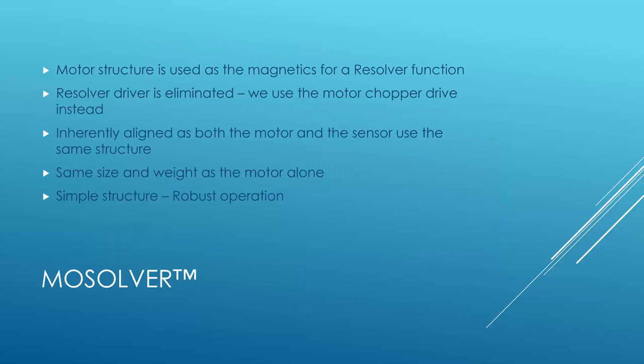So we actually use the motor structure as the magnetics for the resolver function, and you don't need a separate driver for the resolver. We use the same chopper drive and just do some very careful dances as to how we control the current. But that's software, and that's working quite well. We get about 32,000 counts per revolution. It's inherently aligned and gives us our commutation and our feedback for positioning. It's the same size and weight as the motor alone, and these can be put into smaller motors if you need them. We're looking at some 8-frame and 11-frame motors that these can go into, and we're actually working with someone to put them into.